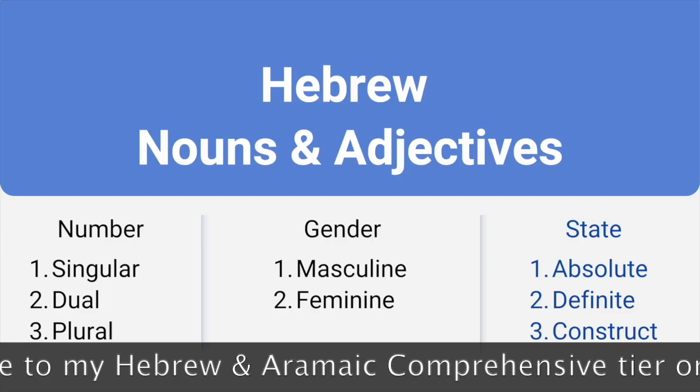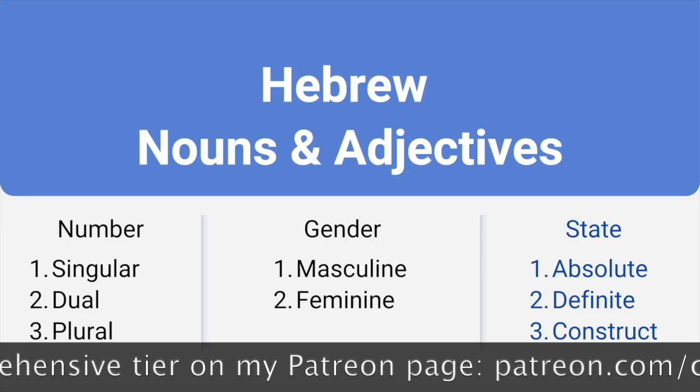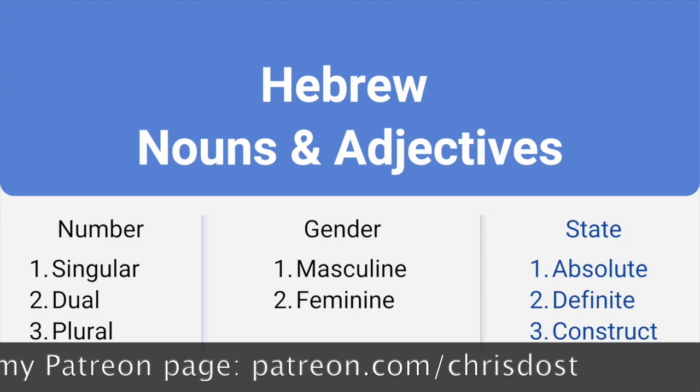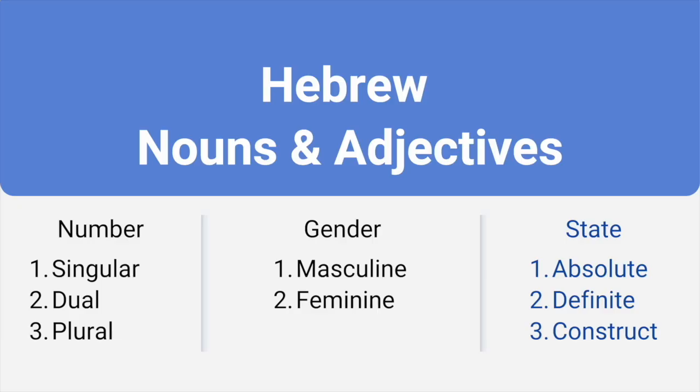In reality, it's a little more complex than that, but that's the case most of the time with definite nouns, that the definite article is prefixed to the noun or to the adjective. And then finally, there's the construct state. For now, we're calling it the possessive, even though it does way more than just indicate possession. So again, this is an oversimplification for now because we're just getting started with our study of Hebrew. But the three categories we're concerned with are number, gender, and state. So in this video, we're dealing with singular nouns and adjectives in the feminine gender in the absolute state.